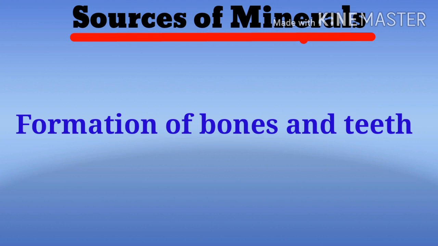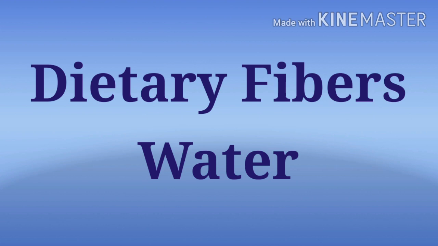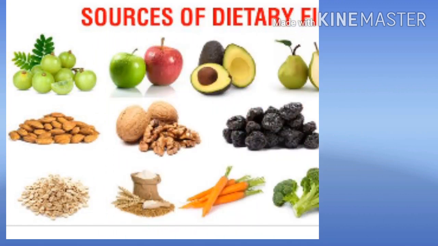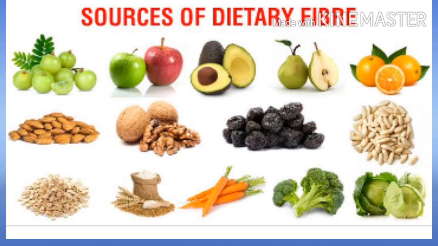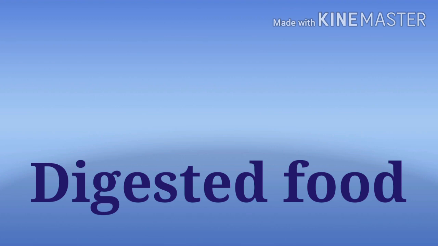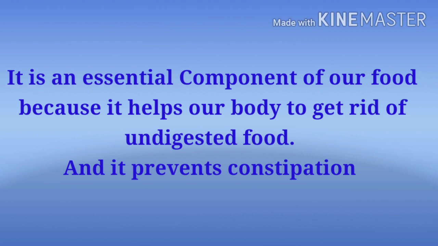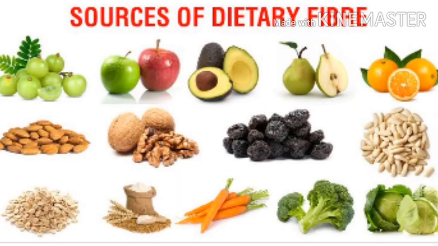Along with these nutrients, our food should also contain dietary fibers and water. Now let us discuss what these dietary fibers are. Dietary fiber is a type of carbohydrate which cannot be digested by our body. Children, our body can absorb nutrients only from the digested food. If we cannot digest the dietary fiber, then why is it essential in our food? It is an essential component of our food because it helps our body to get rid of undigested food and it prevents constipation.